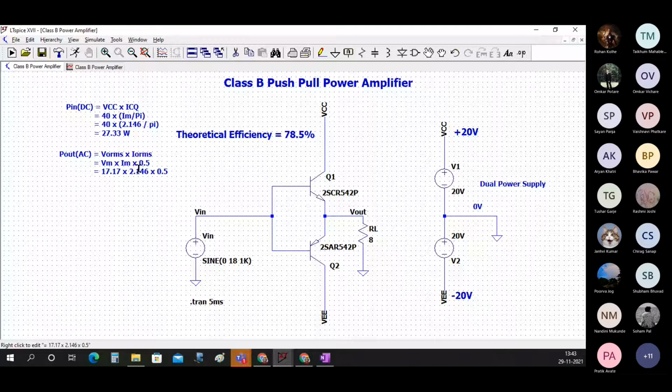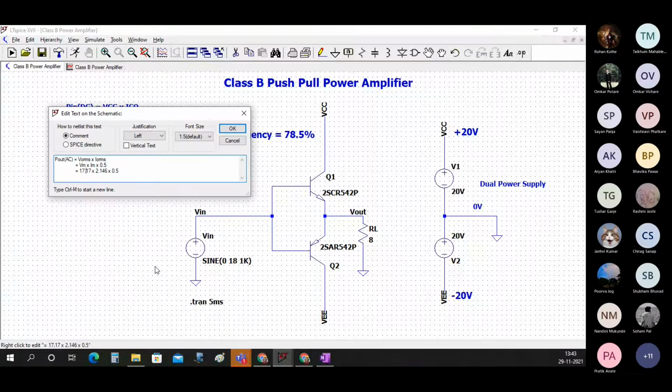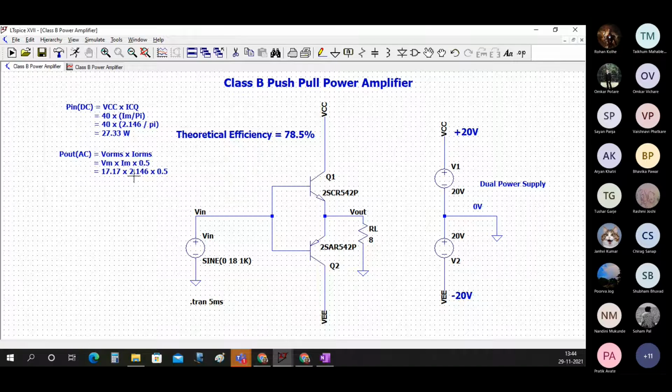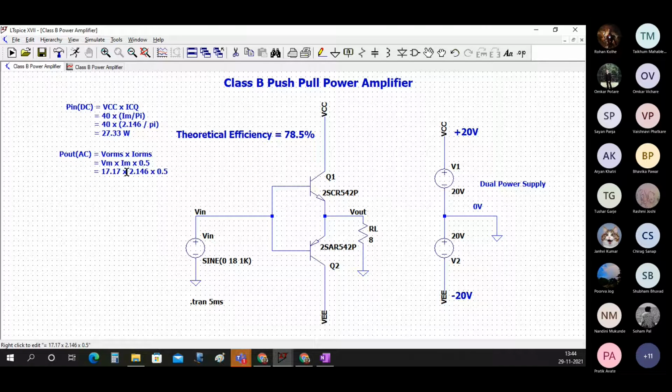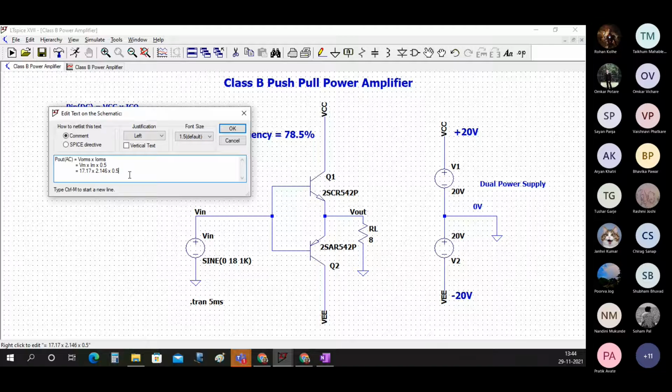So what is the value here? Can somebody calculate and tell me? Sir, it is 18.43. 18.423. So 18.42, we can take it. Correct. Very good. This value will be 18.43.